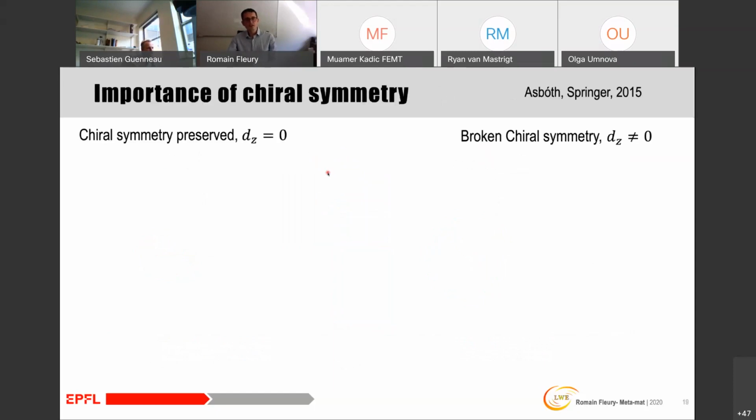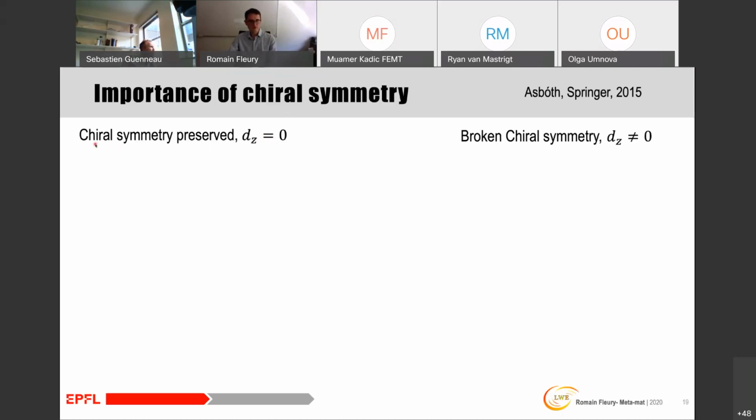Okay, I did mention that what I call chiral symmetry, the fact that dz, the third component of the Hamiltonian along the sigma z matrix, is equal to 0, is a very important condition. So let's see what happens. Why is it very important?